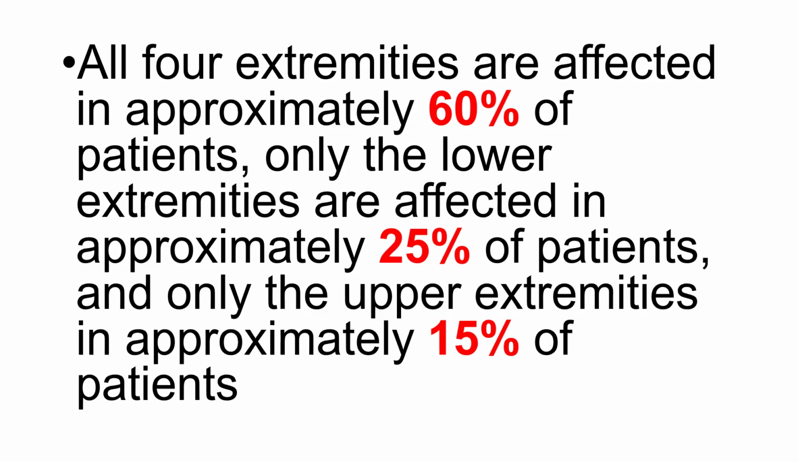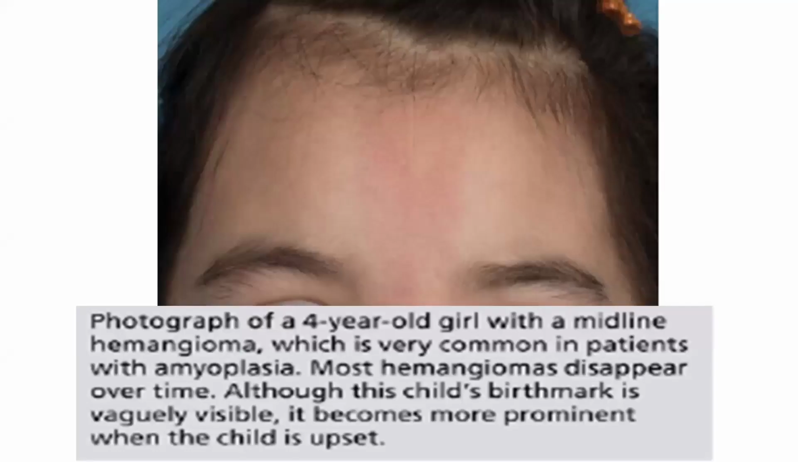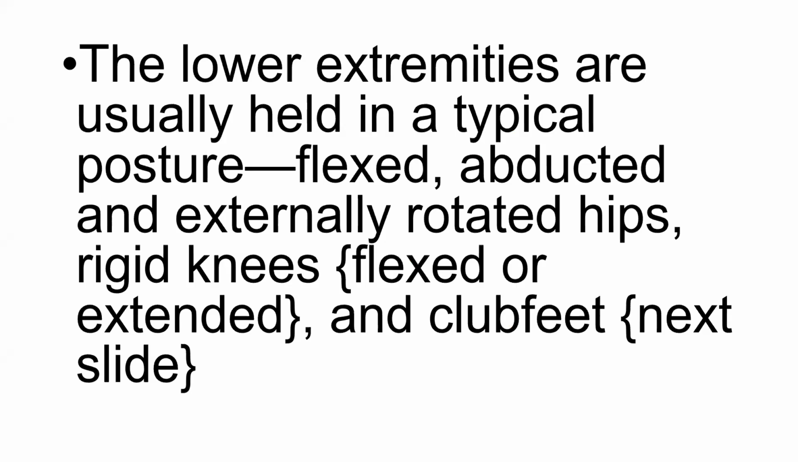Clinical features are often diagnostic, including a midline hemangioma on the forehead, although this usually disappears over time. You can see the hemangioma on the mid aspect of the forehead, and these disappear, but this patient had arthrogryposis. The lower extremities are usually held in a typical posture: flexed, abducted, externally rotated hips, rigid knees, flexed or extended, and clubfeet.